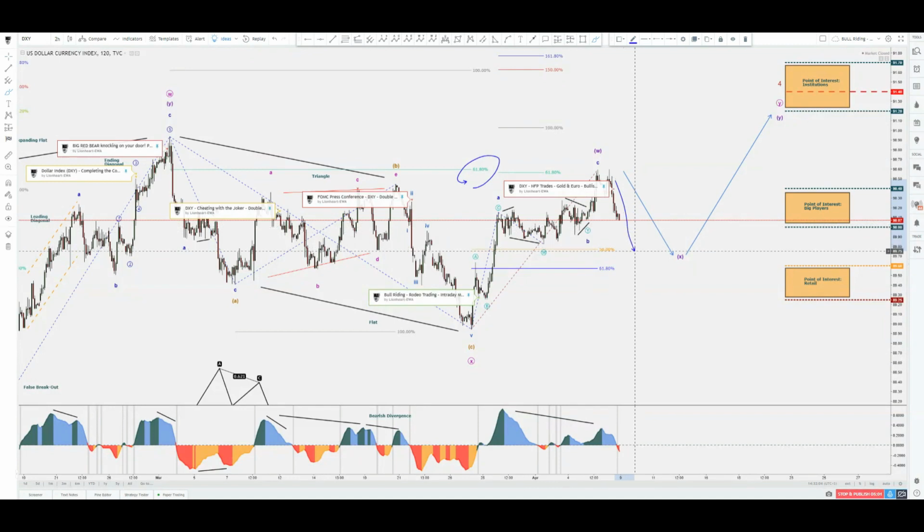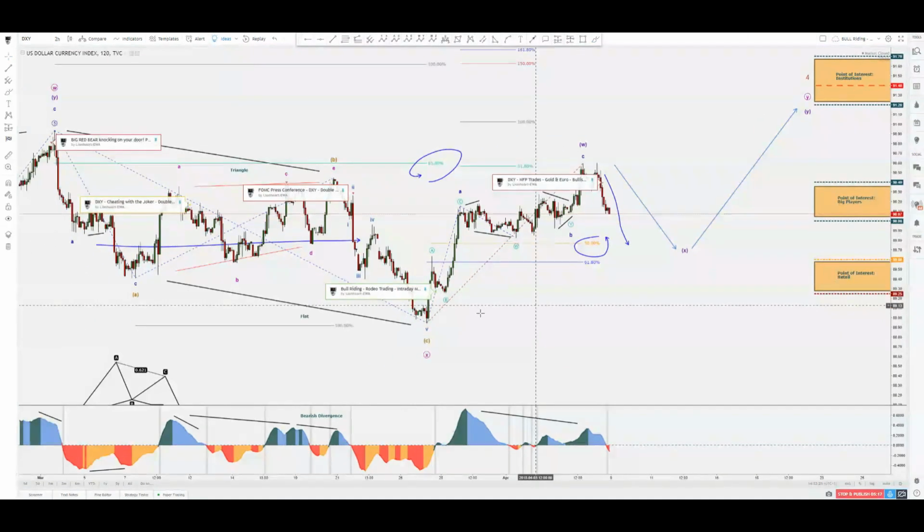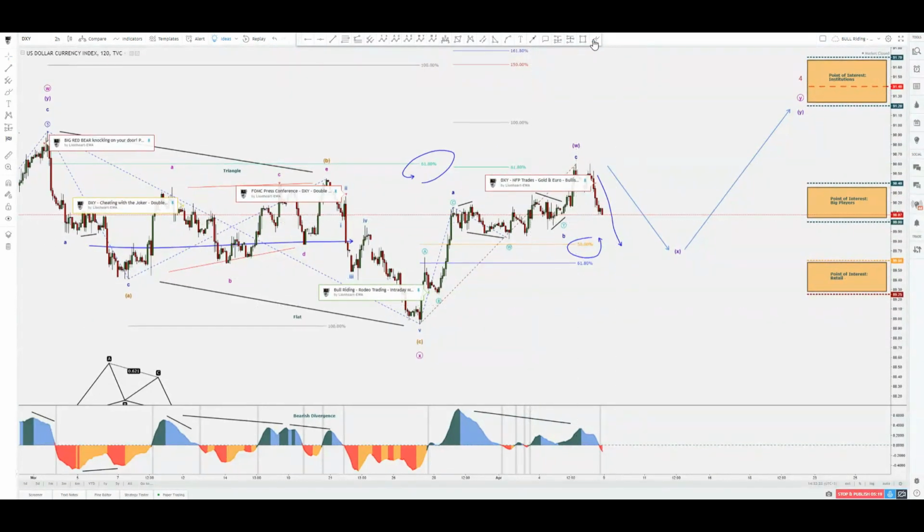Now how I'm seeing these things is basically either retracing 50 or 61.8 right here. I would be satisfied with 50 because of this. Yeah, we can see the vibration levels right here and how the reaction and basically the points of interest right there for both bulls and bears. Now, the way I label these things is as points of interest on multiple sides.